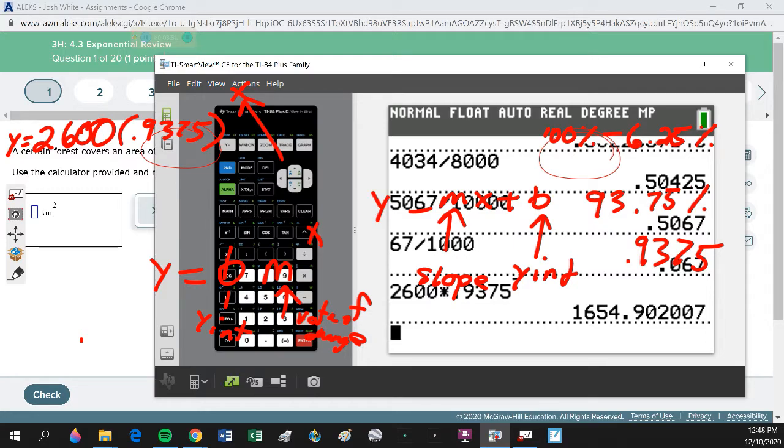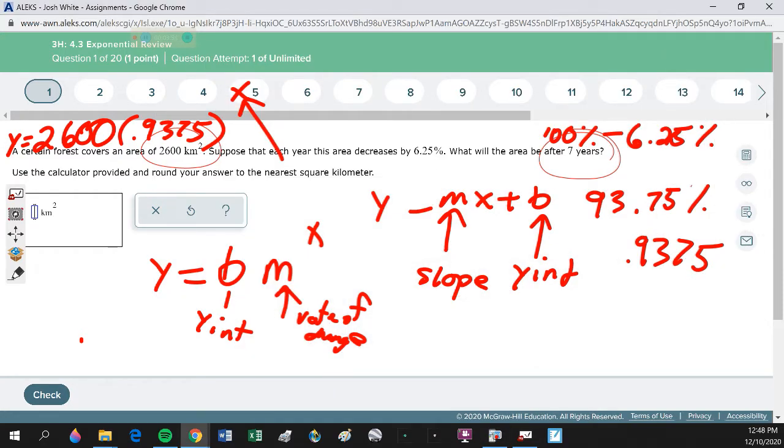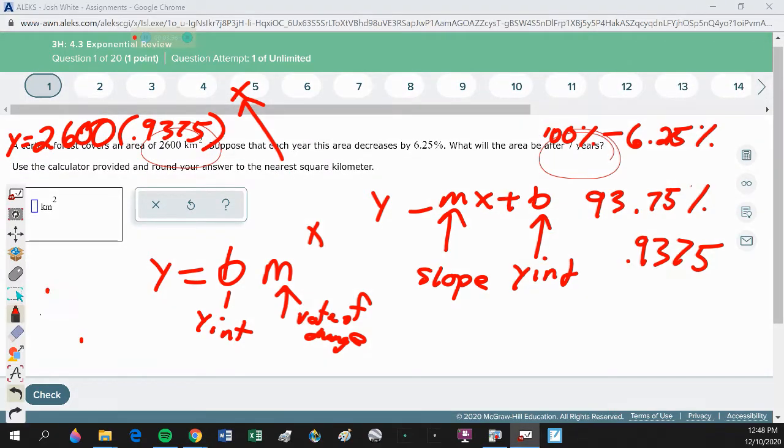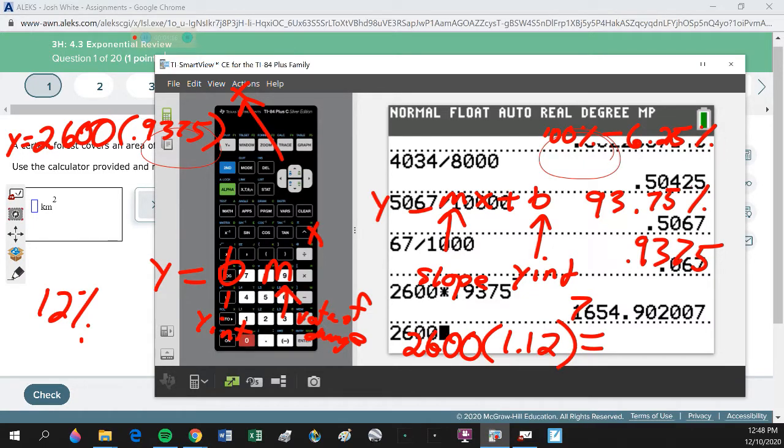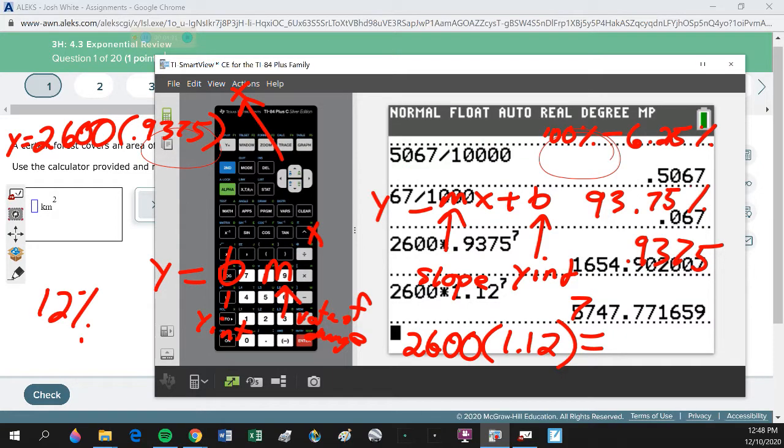Okay. What if the forest grows? What if the forest is growing 12% each year? We take that same 2,600, we times it by 1.12 to the 7th, and then we figure out how big it would be at the end of that 7-year cycle. So 2,600 times 1.12 to the 7th, and I get 5,747. Everybody understand that?